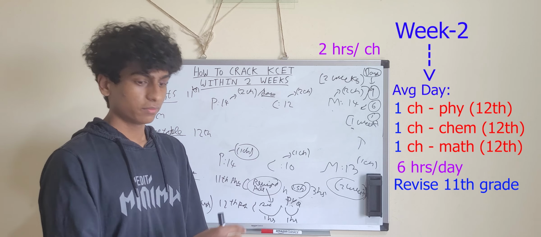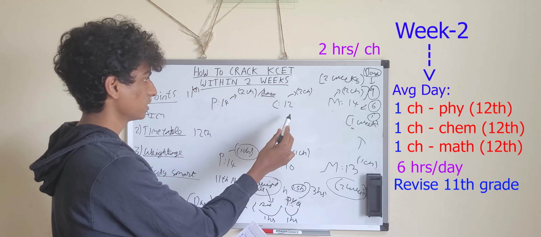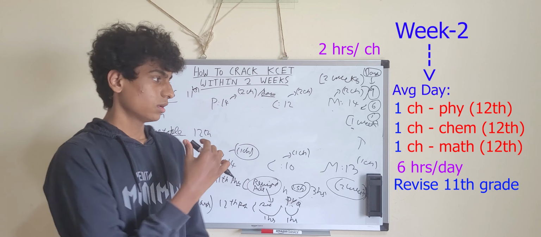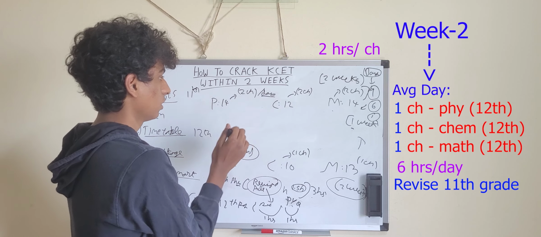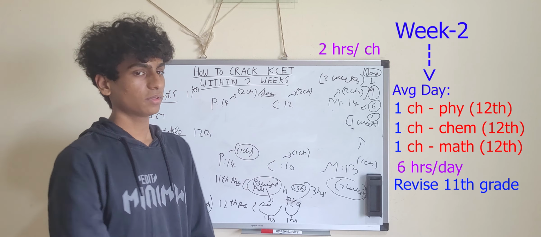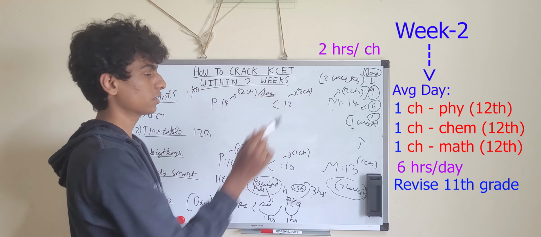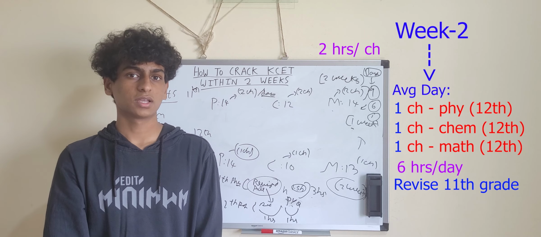Now that we are done with this, I'm going to tell you that in physics you have 14 chapters, but in chemistry you have 12 chapters. If you follow my schedule, in few days only you'll be done with chemistry. Because physics you're doing 2 chapters a day and chemistry you're doing 2 chapters a day, but chemistry only has 12 chapters, physics has 14 chapters.